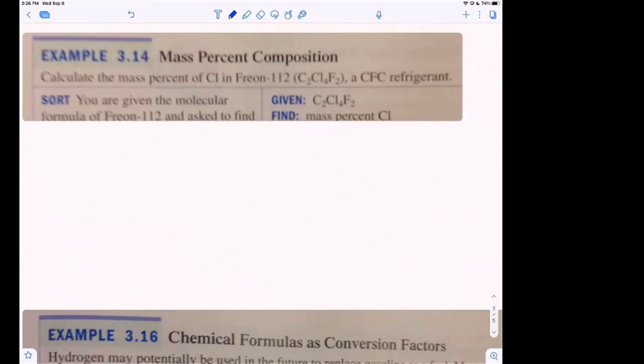So, this problem here: calculate the mass percent of chlorine in Freon 112. Freon 112 is 2 carbons, 4 chlorines, and 2 fluorines. So this is a CFC, also known as a chlorofluorocarbon. As mentioned, it contains chlorine, fluorine, and carbon only. So, mass percent of chlorine.